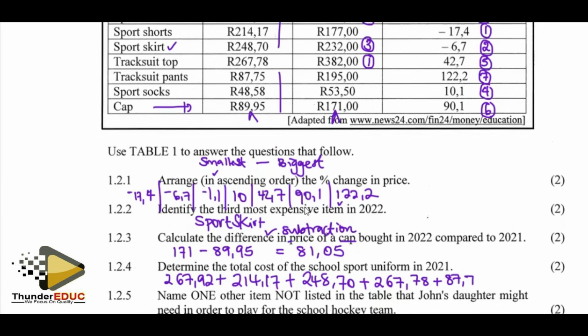87 rand 75 cents. We have 48 rand 58 cents and 89.95 cents. And when you add everything up, the answer is 1,224.85 cents.